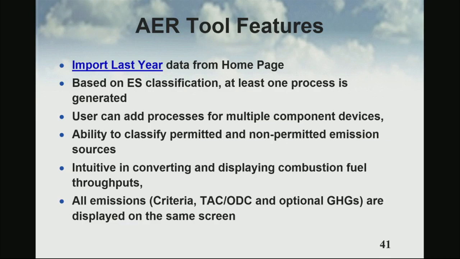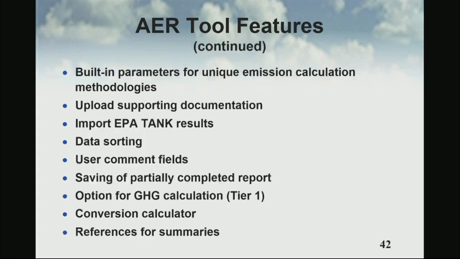Ability to classify your permitted versus non-permitted equipment. The tool is intuitive. It performs some unit conversions within the tool to make your throughput consistent with the emission factors you enter. And you'll be able to see your criteria, toxics, and if you select, greenhouse gas emissions for each device in one central location. There are some built-in supporting documents to use for your emission calculations in the tool.